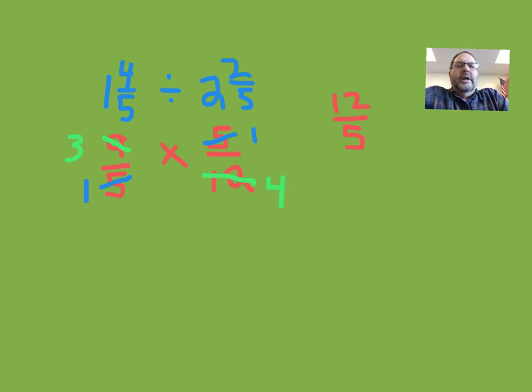Okay, so now we're going to multiply 3 times 1. What's the answer to that? It's 3. And on the bottom, we're going to do 1 times 4. 1 times 4 is 4. Our answer to this problem is 3/4.